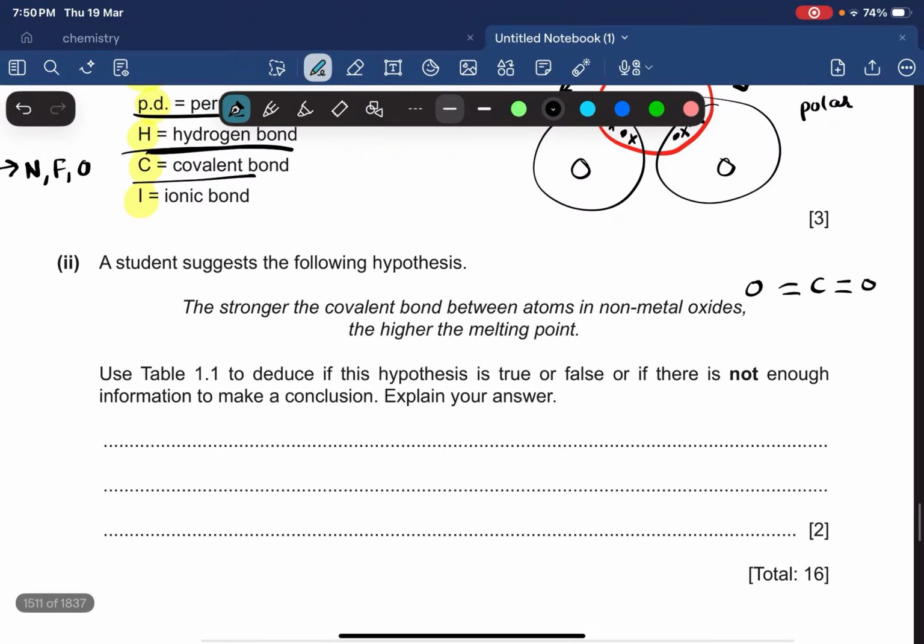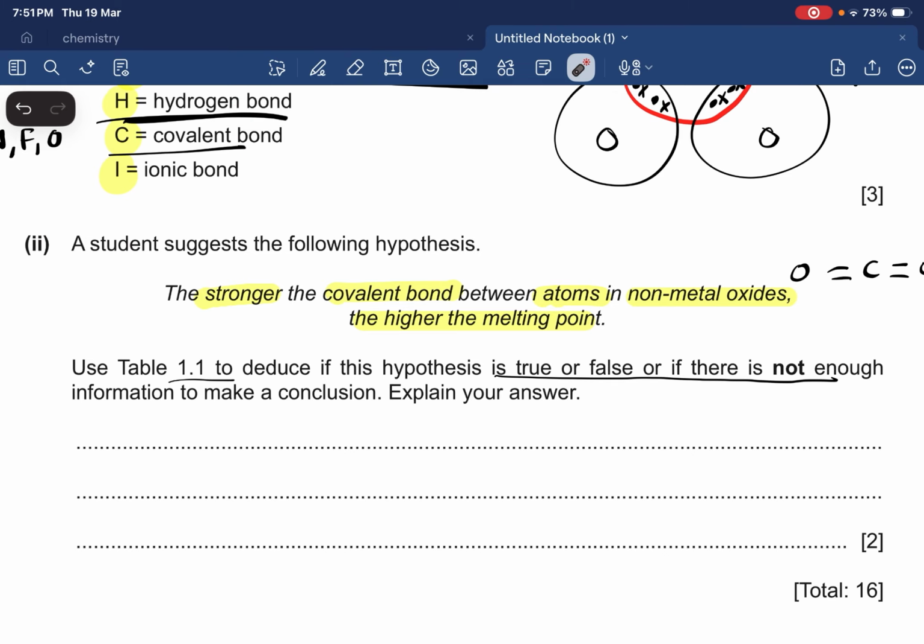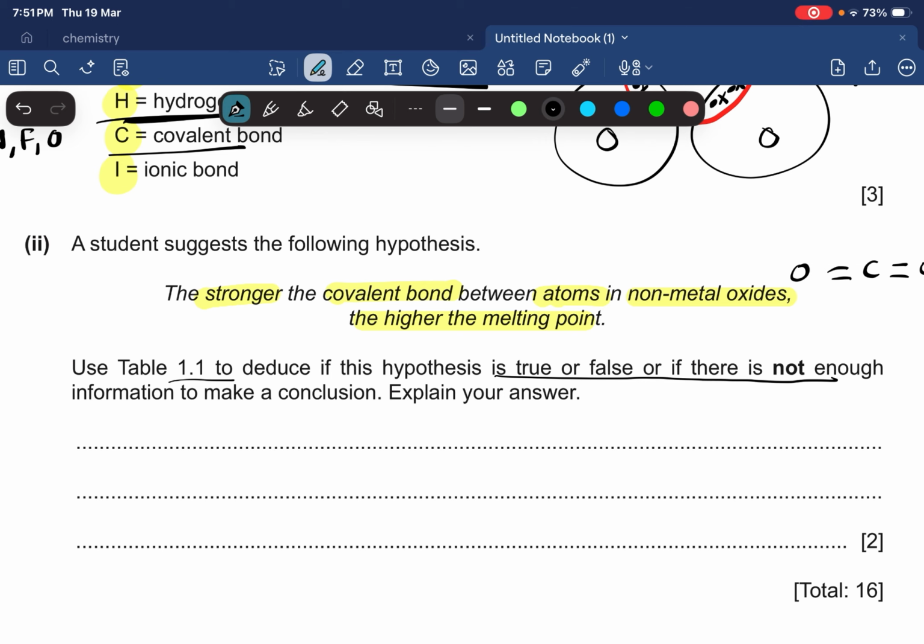Simple as it looks. A student suggests the following hypothesis. The stronger the covalent bond between atoms in non-metal oxides, the higher the melting point. Well, that doesn't make sense, because, use table 1.1 to deduce if this hypothesis is true or false, or if there's not enough information to make a conclusion. There's not enough information at all, because we're not given the strength of the covalent bonds. You see, he's saying the stronger the covalent bond. If you're given the bond energies, you can make a conclusion. But, well, there's not enough information because you're not given the bond energies.